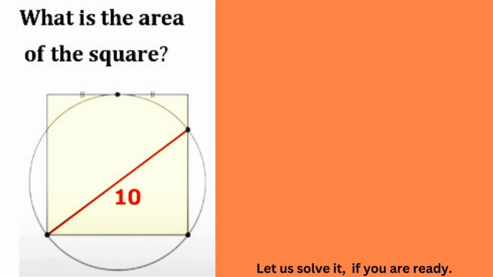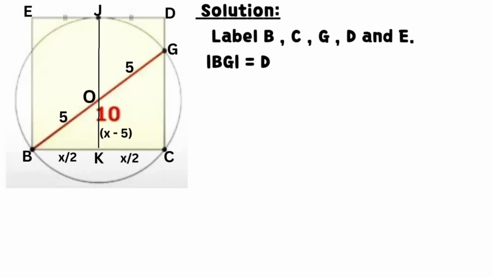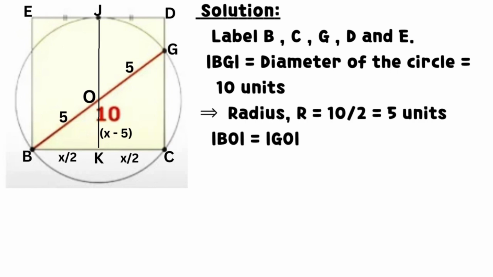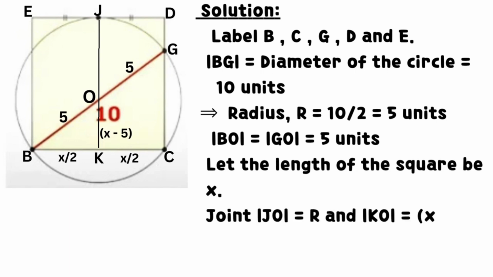What is the area of the square? Label B, C, G, D, and E. Line BG equals the diameter of the circle, which equals 10 units. This implies that the radius, R, of the circle equals 5 units. BO equals GO, which equals 5 units, the size of the radius of the circle.